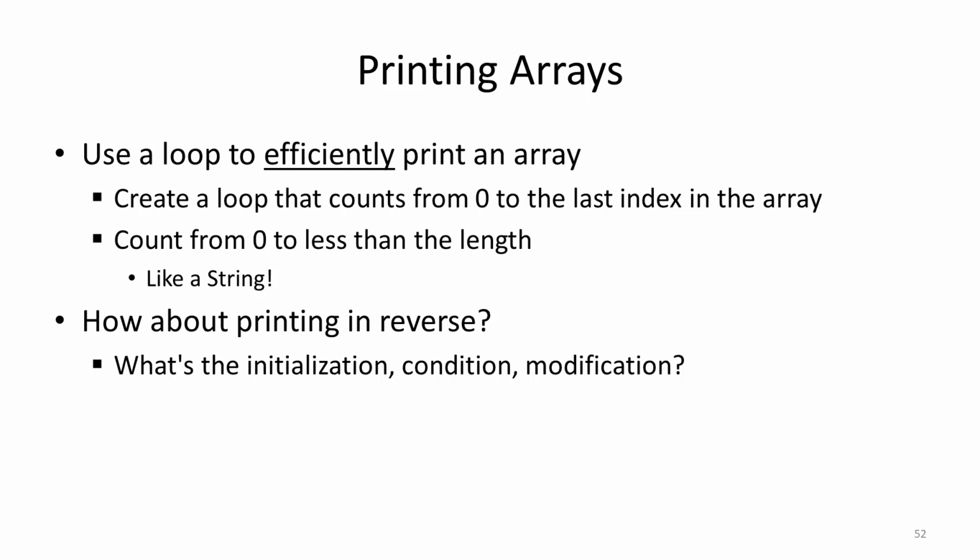Now here's a food for thought question. How would you print the contents of an array in reverse? Meaning, if the array was length 100, how would you go from 99 down to index 0? If the length of an array is 50, how would you go from index 49 down to index 0? Your solution should work for any array. What would be the initialization? What would be the condition? And what would be the modification? Keep that on the back burner and let's continue on.